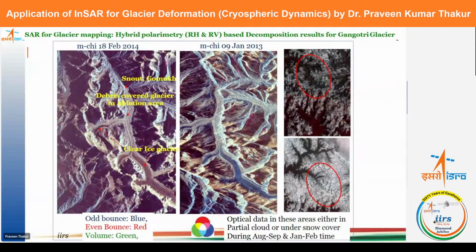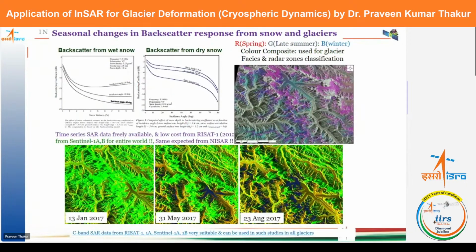And to avoid such under or overestimation of ELA, we use synthetic aperture radar data, which gives us all weather capability, whether it is the winter season or the monsoon season. The most popular method of identifying the glacier facies, which gives us indirectly the snow equilibrium line altitude, is the time series composite. So we have the typical polarization, red color for spring, green for the late summer, and blue for the winter.